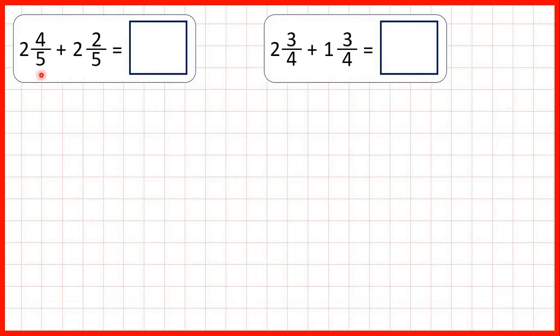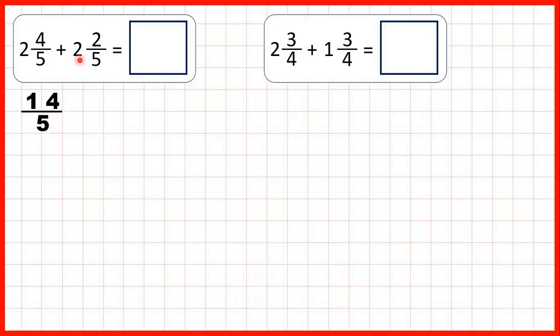Now here we're adding mixed numbers, but this time we're going to get our answer by changing both of our mixed numbers into improper fractions. So first we have 2 and 4/5 plus 2 and 2/5. We can change 2 and 4/5 into an improper fraction. 2 times 5 is 10, plus 4 is 14. So that's 14/5 as an improper fraction, because the denominator stays the same.